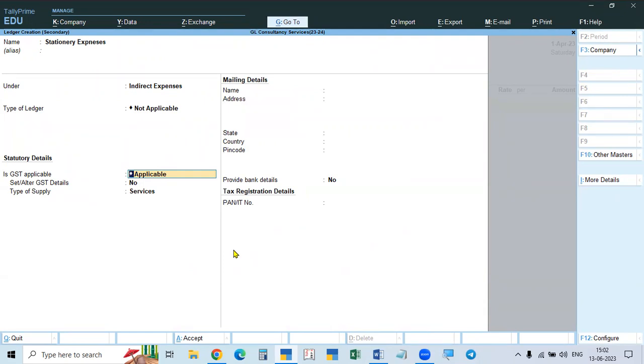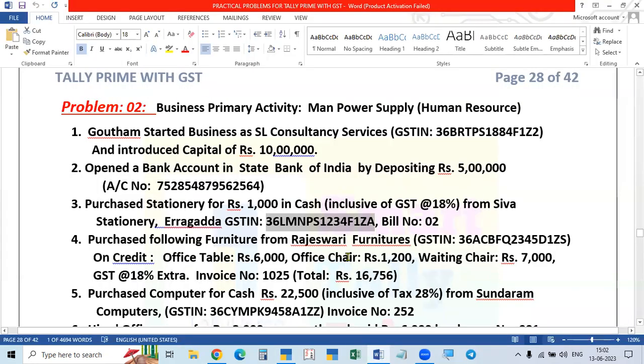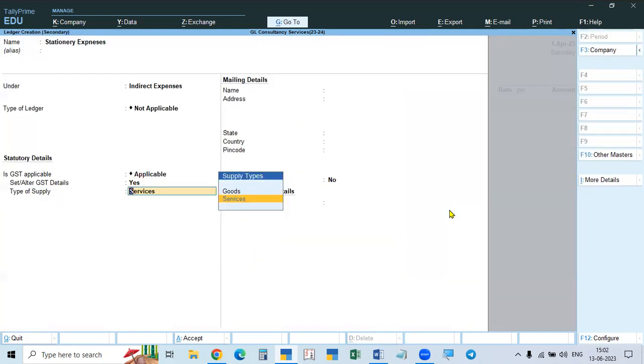That is why here itself we have to give the tax rate, 18%. So we have to give the GST HSN code, and it is taxable. We select taxable 18%. Okay, so it is given. See here, a stationery item is articles. There are articles there. That is why it is goods only.